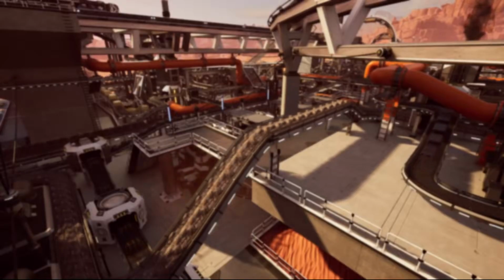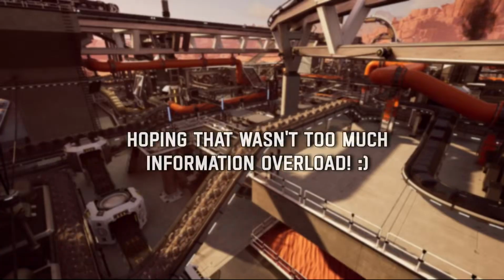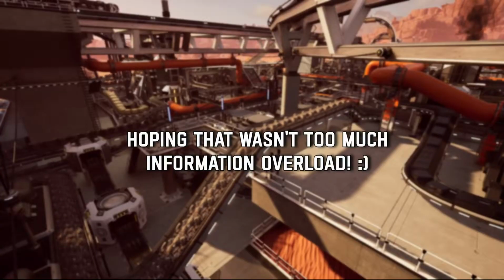That brings us to the conclusion of manifolds versus load balancers, and hopefully you've taken something useful away from it. I know there was a lot to go over, but it's some of those core things that Satisfactory is known for.